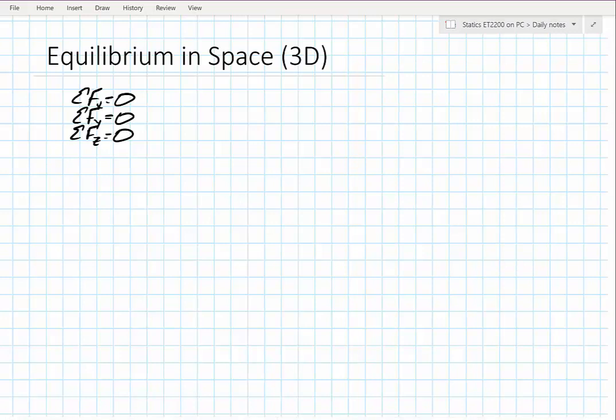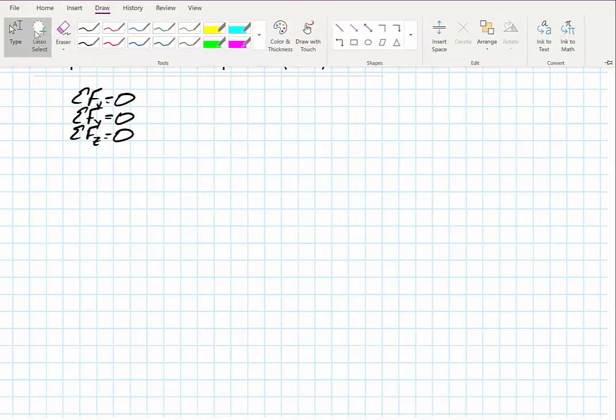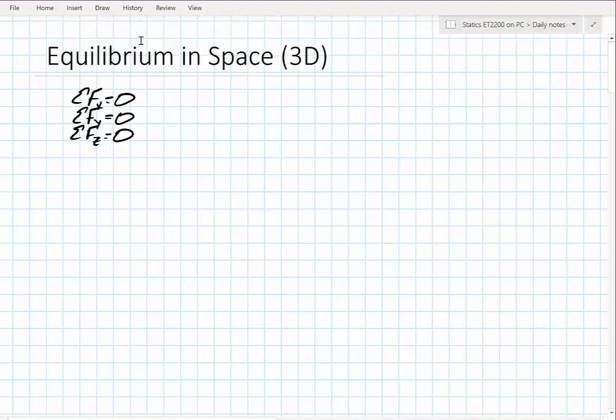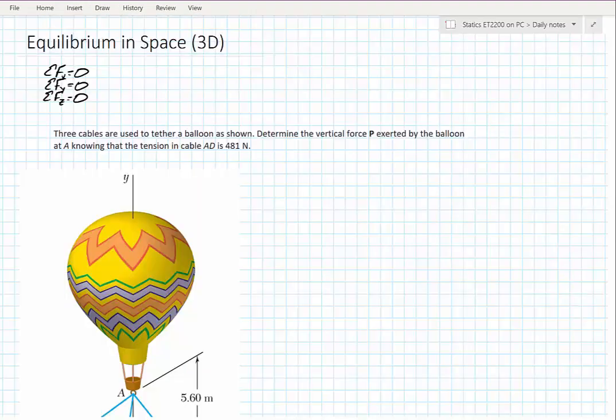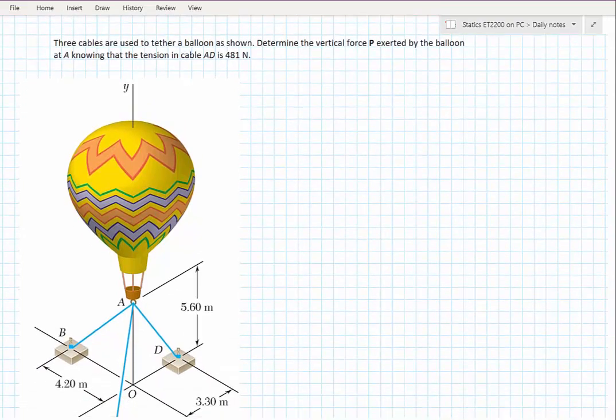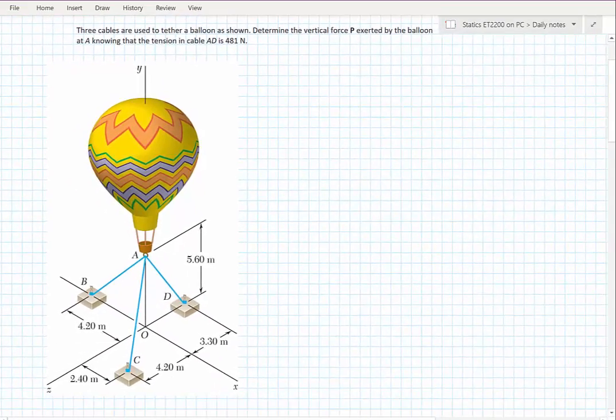All the problems that deal with this equilibrium in 3D tend to work out about the same way, and I think it would work out best if we saw an example. Okay, so in this example what we have is a hot air balloon, and it's tethered to the ground with these 3 different cables, and in this case we're trying to find the vertical force P exerted by the balloon. The only thing that we know is the tension in cable AD is 481 newtons.